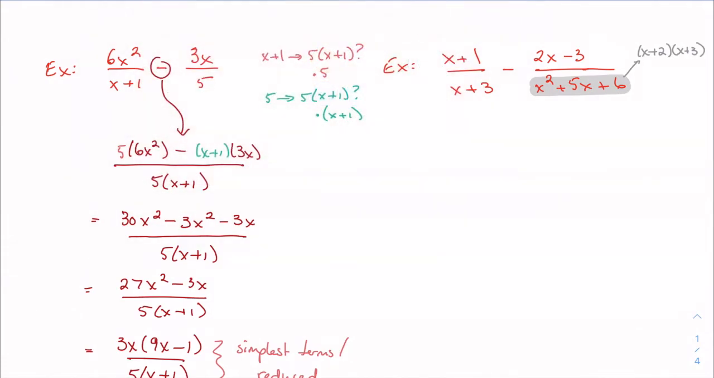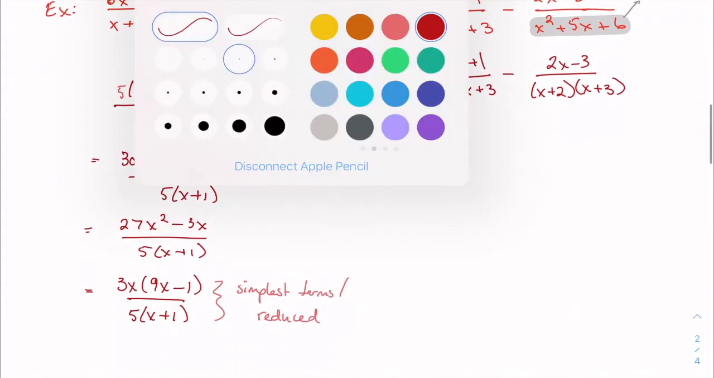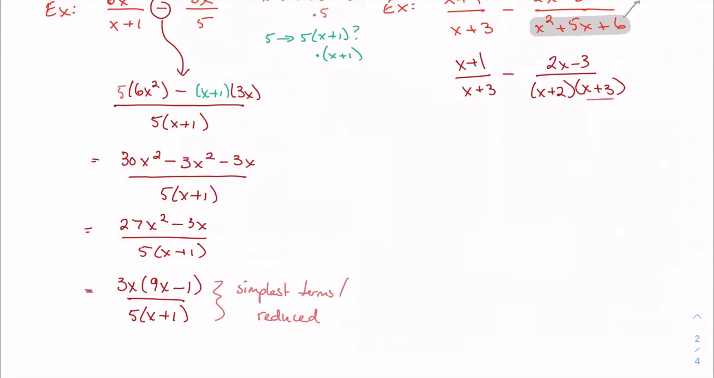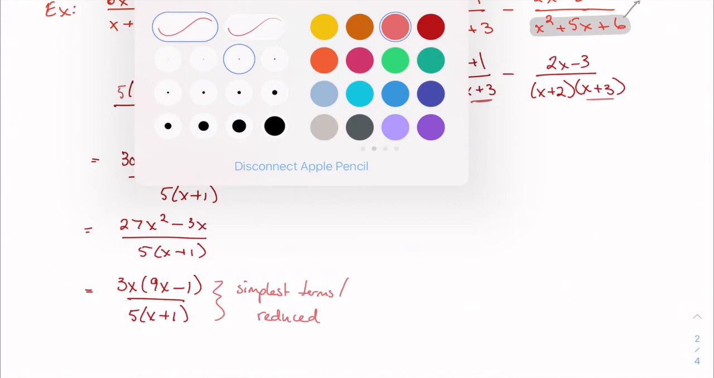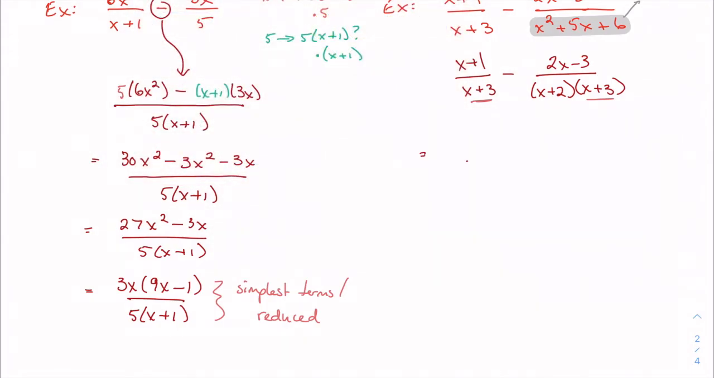So let's rewrite our equation here. This is (x plus 1) over (x plus 3) minus (2x minus 3) over (x plus 2) times (x plus 3). Well, now we can see that there is a common denominator, right? There's a common x plus 3 here. So my common denominator is going to be more than the x plus 3, it'll be x plus 2 times x plus 3.